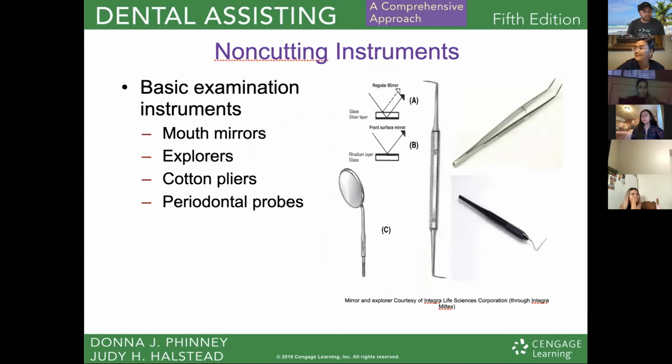Good job, thank you. All right, so now we're going to look at some non-cutting instruments here, and we'll start off with the most basic examination instruments. And so the mouth mirror is one of them, and there are three types of mouth mirrors. There is a plain or a regular surface mouth mirror is what they're called. We have a front surface mirror and a concave surface mirror.